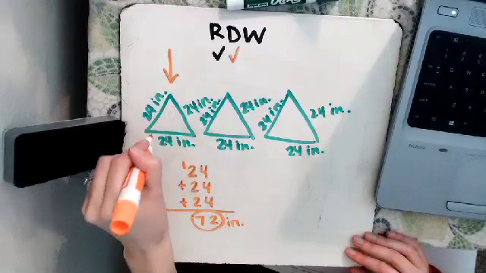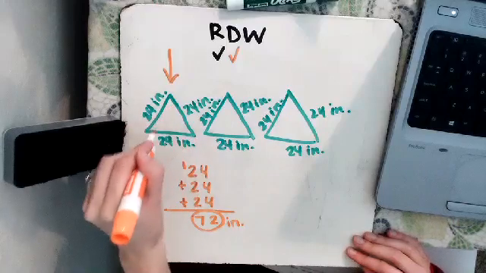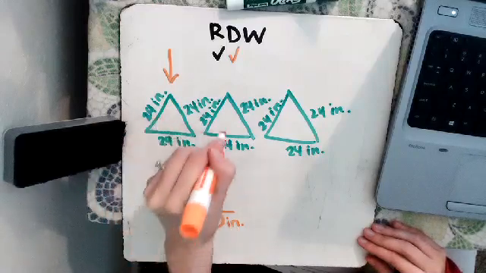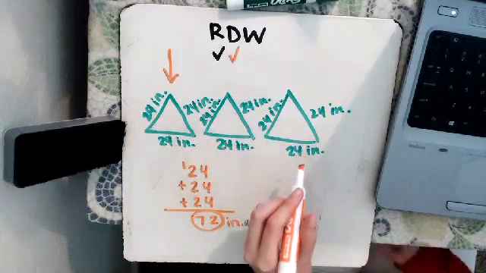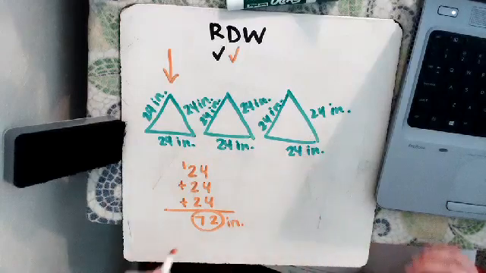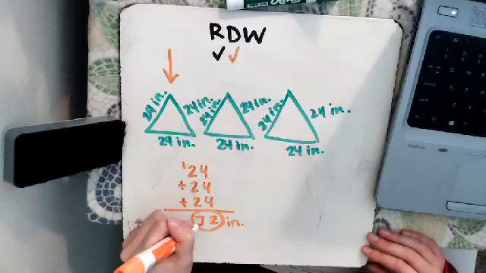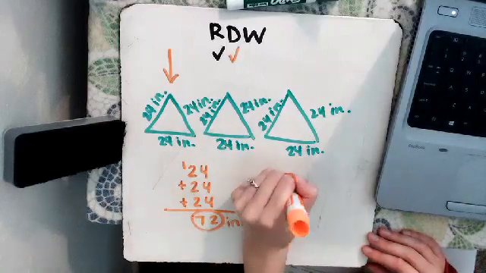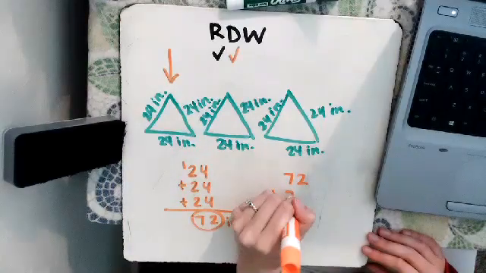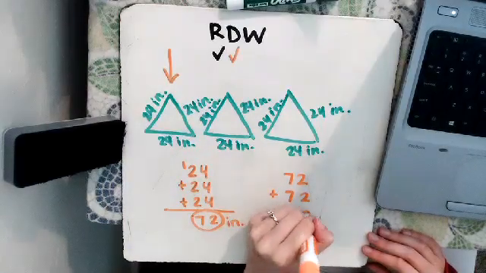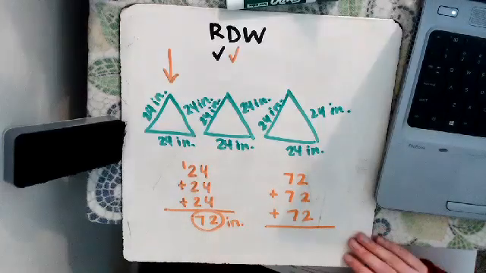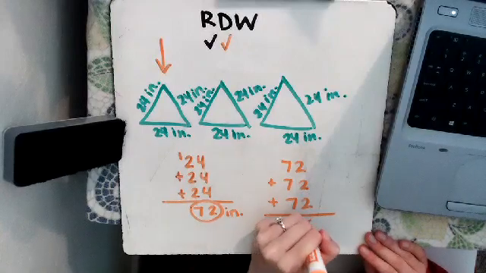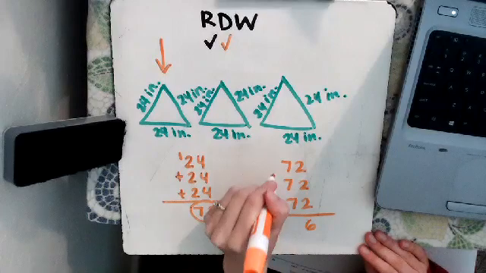That's the perimeter of 1 flag. So for each flag, the troop needs 72 inches of ribbon. How do I find out how many inches of ribbon they need for all 3 flags? Pause the video and answer out loud. If you said 72 plus 72 plus 72, or 72 times 3, you are correct. I'm going to do 72 plus 72 plus 72. Now, these are big numbers, so take your time when you're adding them. 2 plus 2 is 4, plus 2 is 6. Don't have to carry anything over here.